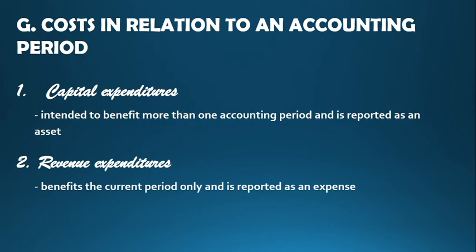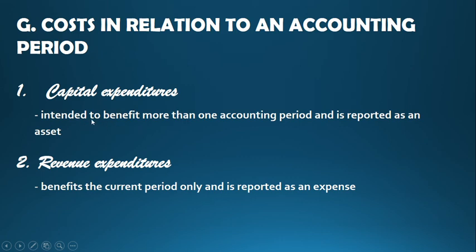Next will be the cost in relation to an accounting period. It consists of capital expenditures and revenue expenditures. Capital expenditures. These are expenditures intended to benefit more than one accounting period and is reported as an asset.